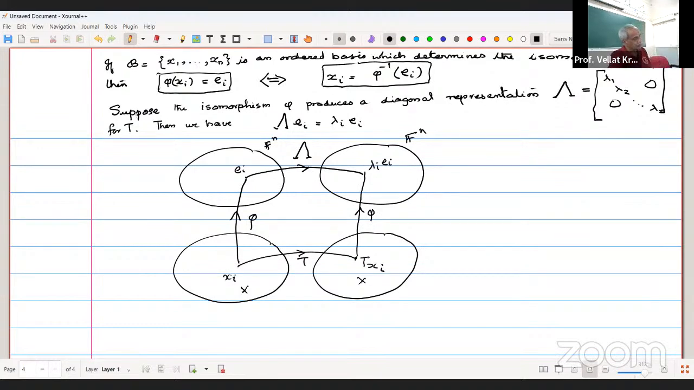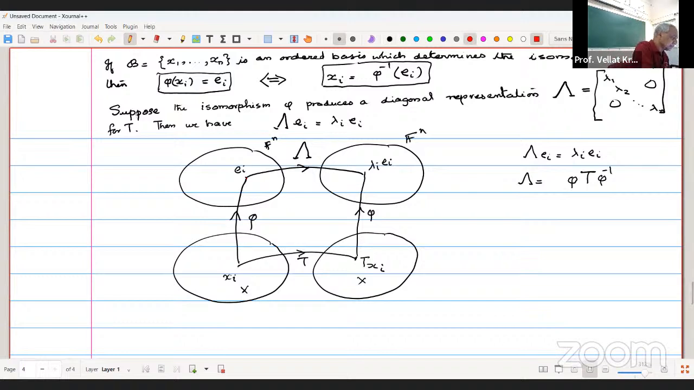So what do we have? Okay, now what happens? Let us look at the action. So you see that lambda ei. What is lambda? Lambda is equal to: first apply phi inverse, then apply T, then apply phi. This is your lambda. Okay.